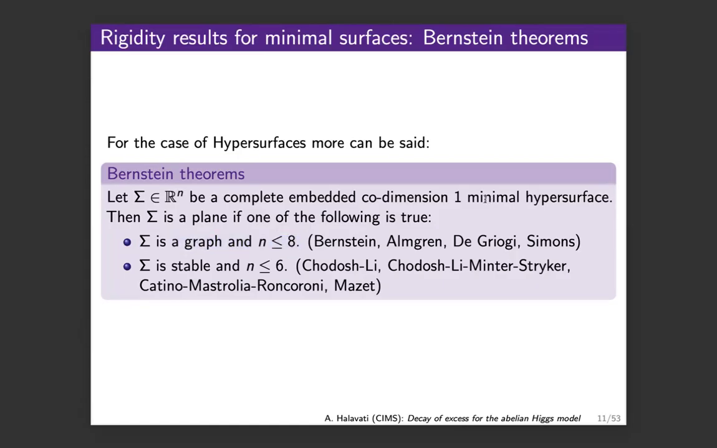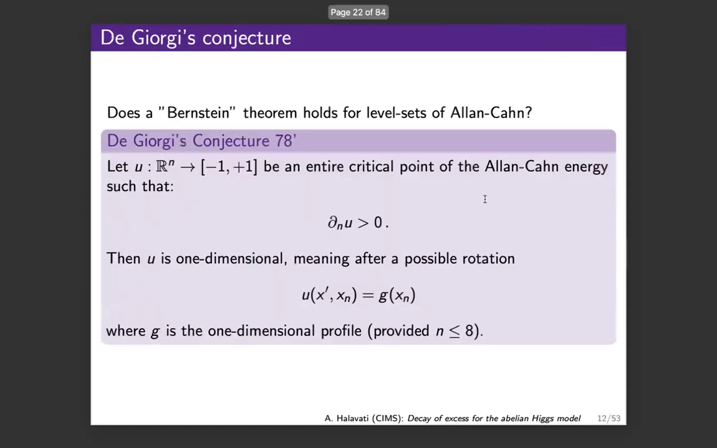Okay. So one can actually start asking the question whether a property like this holds for solutions of Allen-Cahn, which was in fact the conjecture of De Giorgi, which says that, okay, think you have an entire solution of Allen-Cahn where it's monotone in one direction, right? So if it's monotone in one direction, it basically means that the level sets are graphical. And does it hold that it should be one-dimensional?